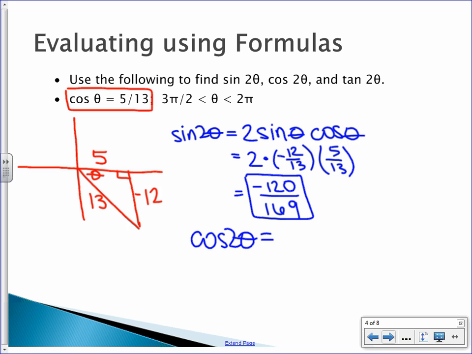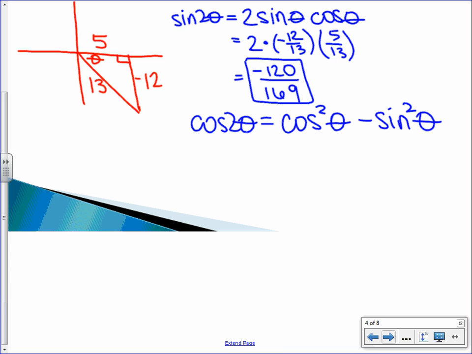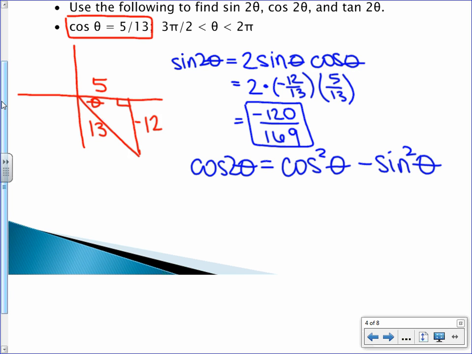What about the cosine of 2 theta? I know theta, right? The double angle formula for cosine has 3 different options, right? Which one would you like to use? I like the cosine squared u minus sine squared u. Okay. So the cosine of 2u is the same thing as cosine squared of theta minus sine squared of theta. Luckily, we know what those are, right? The cosine of theta, when we look at our picture, is 5/13, minus the sine of theta, which is negative 12/13, and we have to square it.